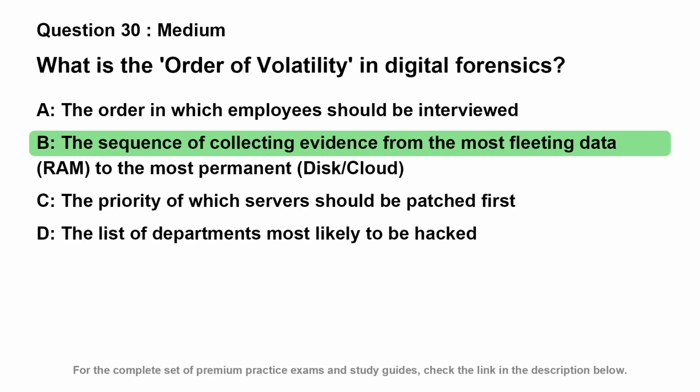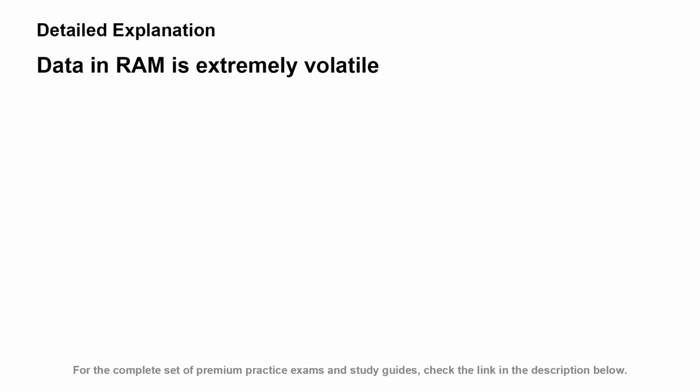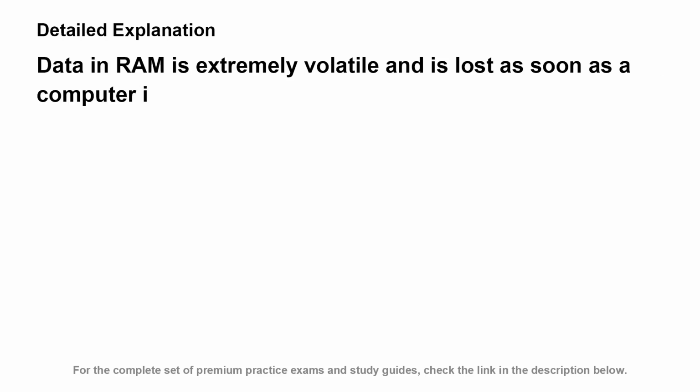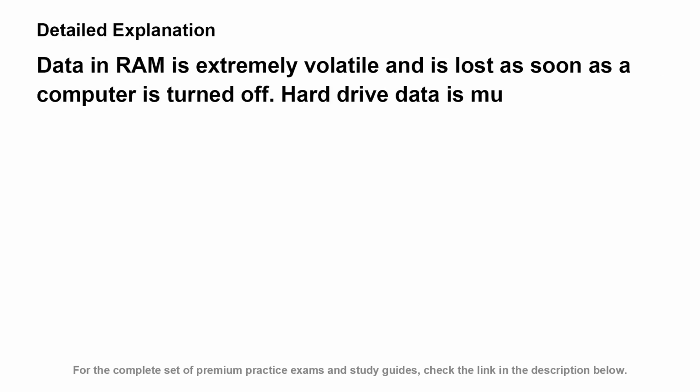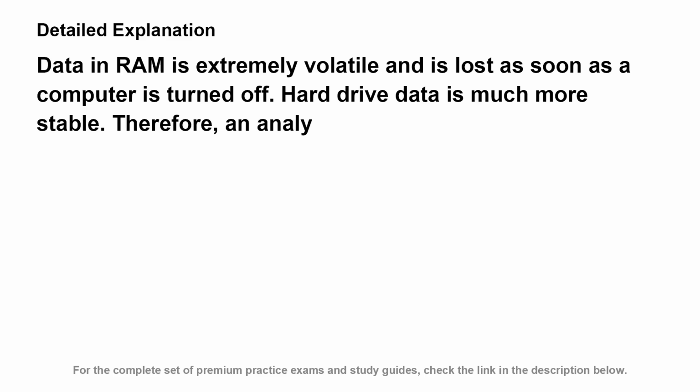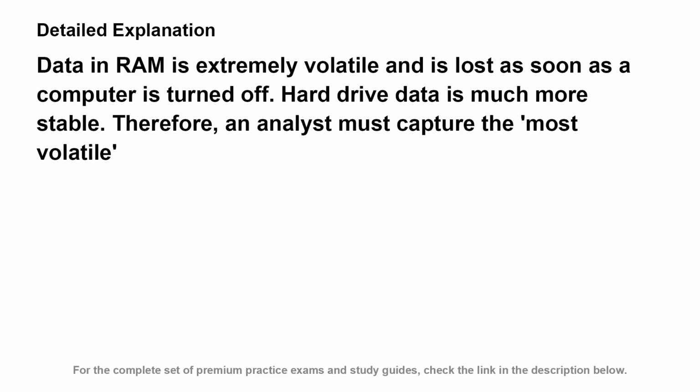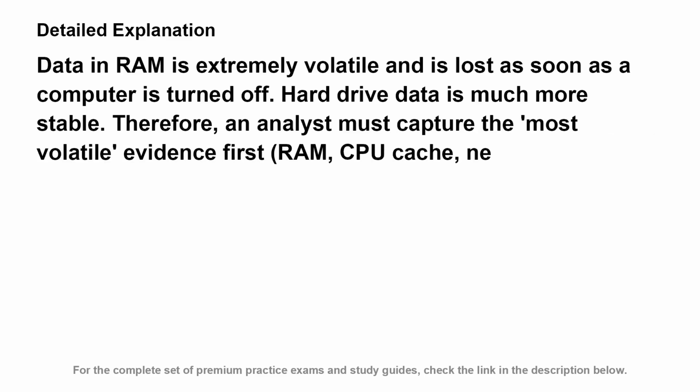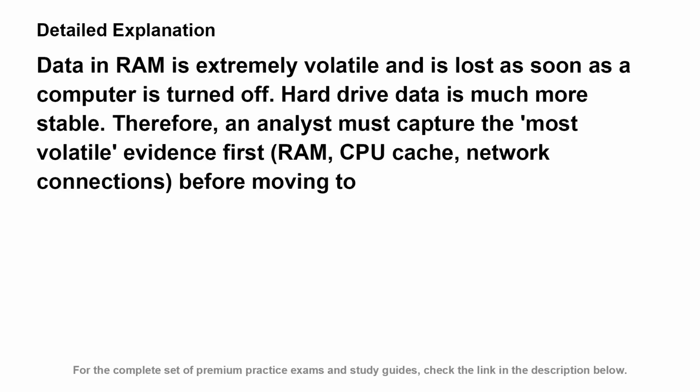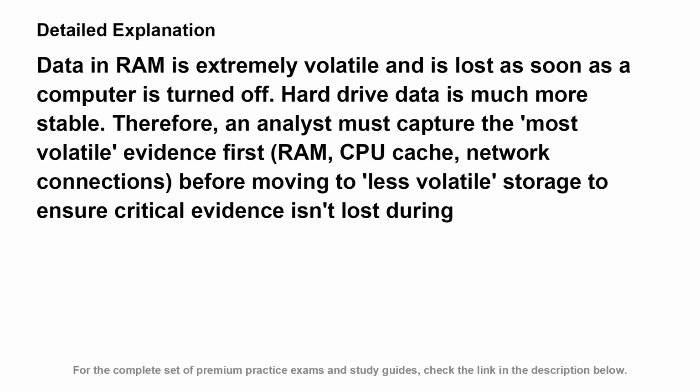The correct answer is B. Data in RAM is extremely volatile and is lost as soon as a computer is turned off. Hard drive data is much more stable. Therefore, an analyst must capture the most volatile evidence first, RAM, CPU cache, network connections, before moving to less volatile storage to ensure critical evidence isn't lost during the investigation.